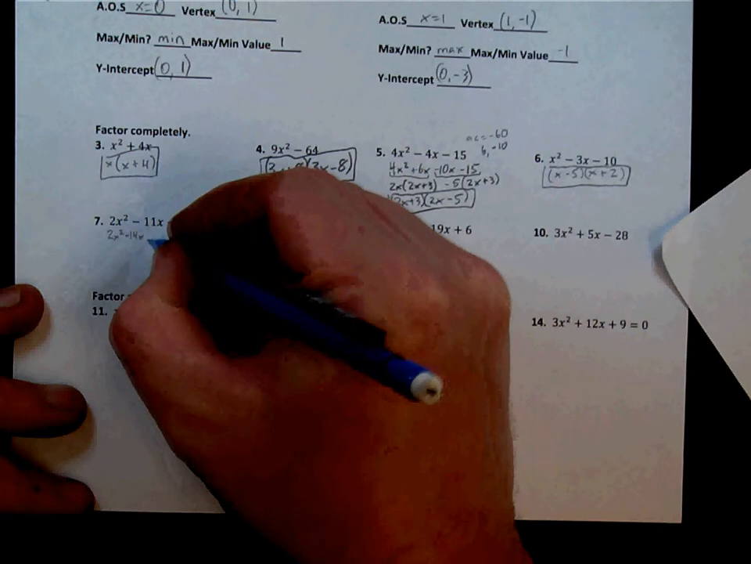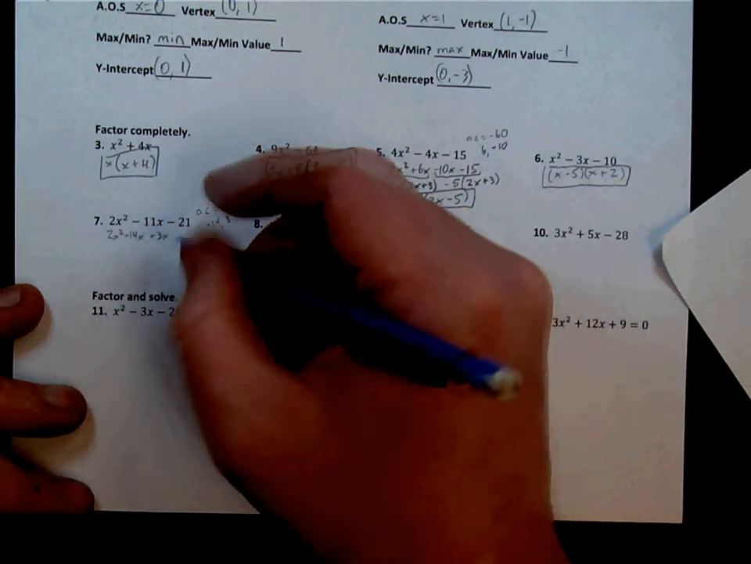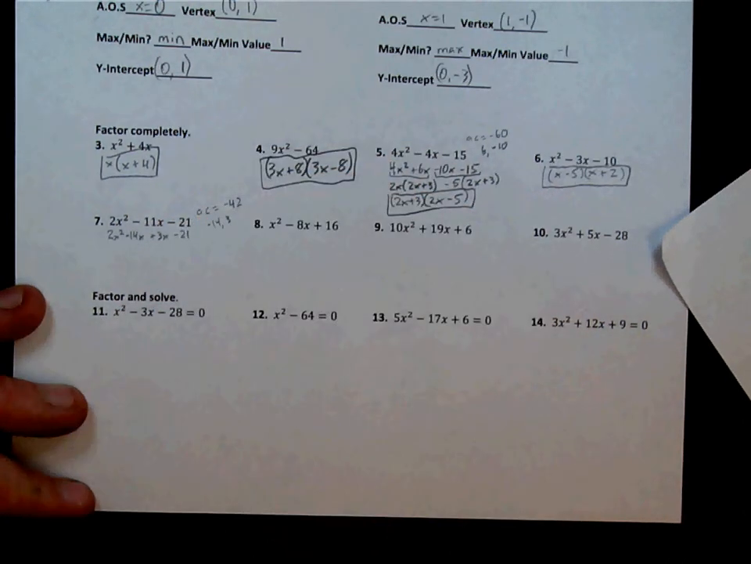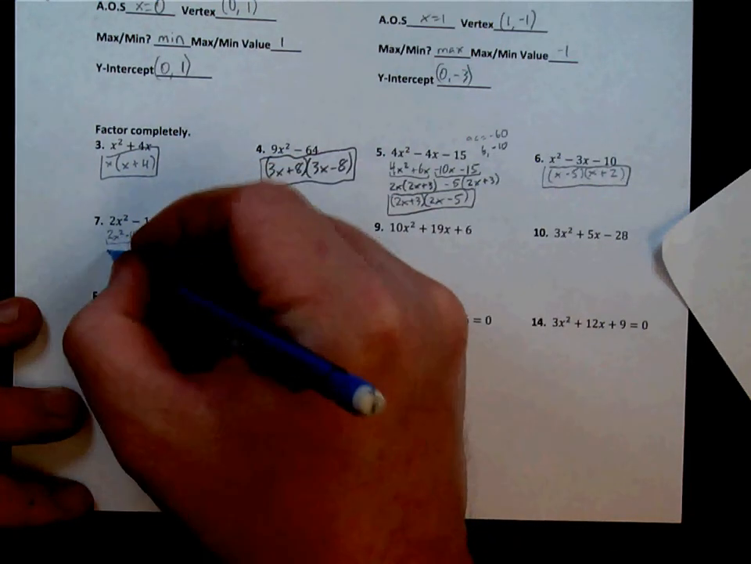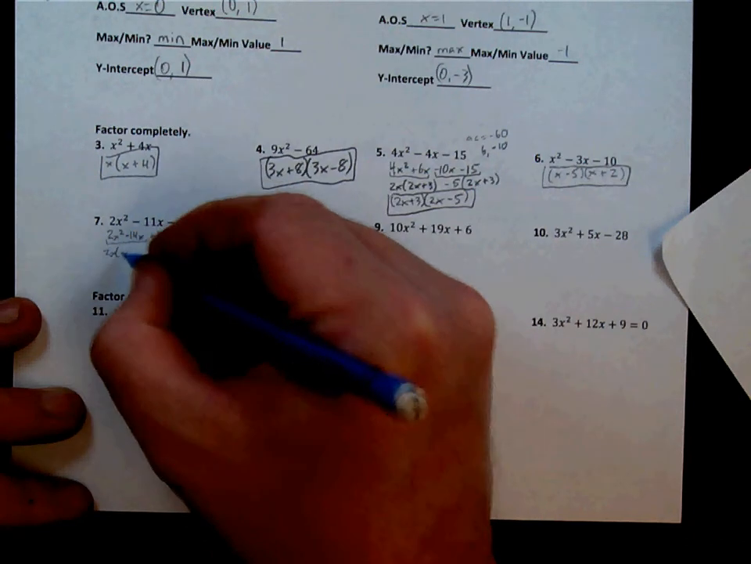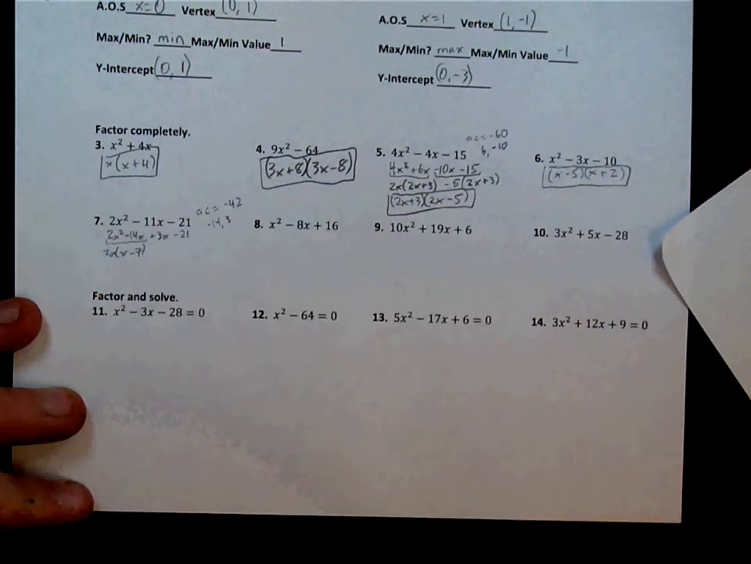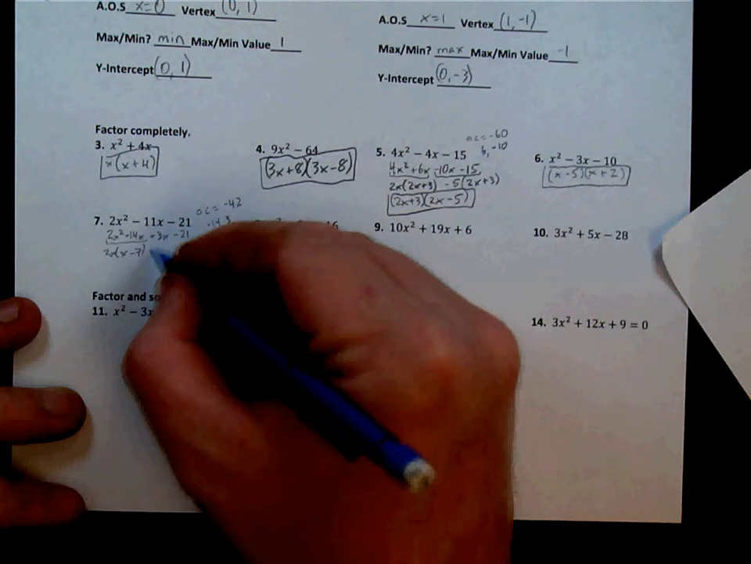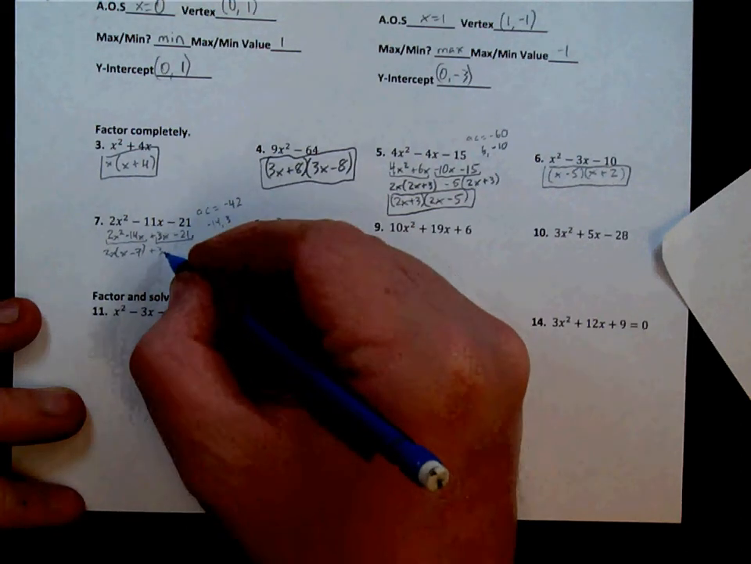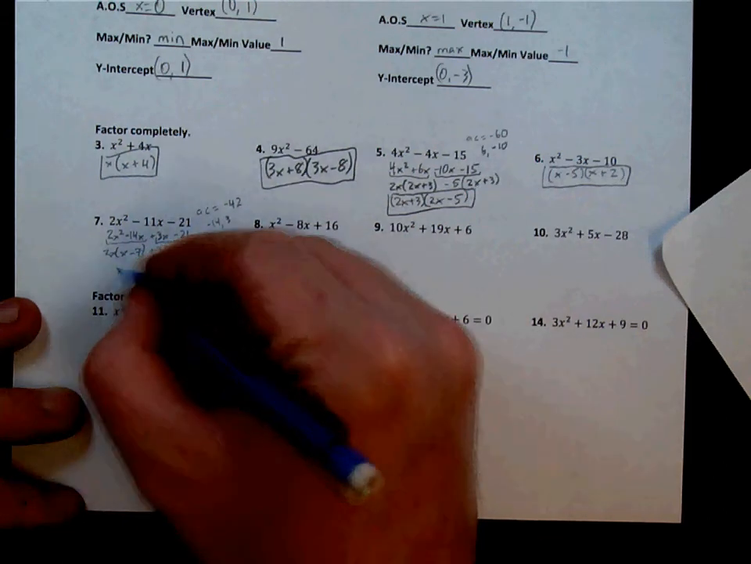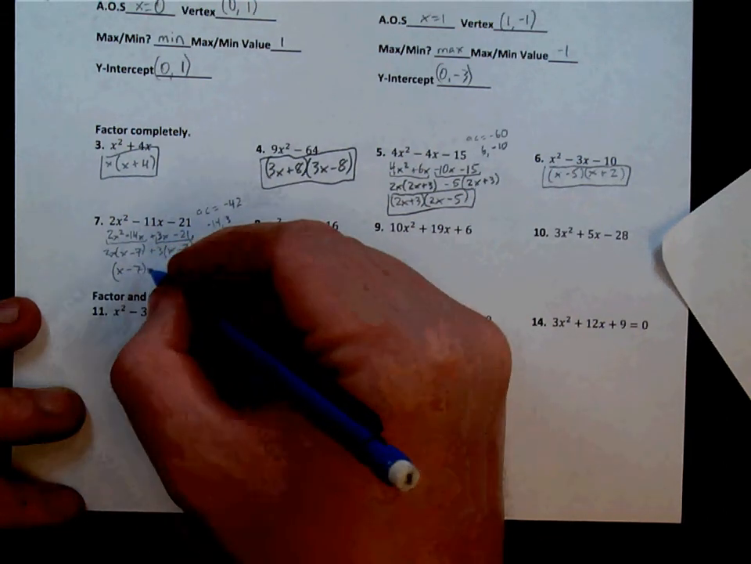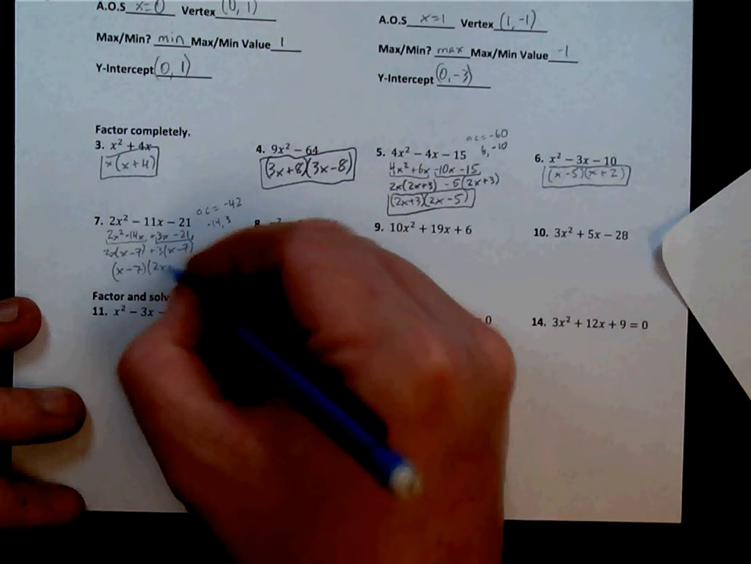Negative 14x, 3x. It doesn't matter which one comes first. It's going to work both ways. And we'll end up with the same answer ultimately. So factor by grouping, I can pull a 2x out of each of those, leaving me with x minus 7. And then I can pull a 3 out of these two, leaving us with x minus 7 also. So they both have x minus 7. So pull that out front, and then I'm left with 2x plus 3.